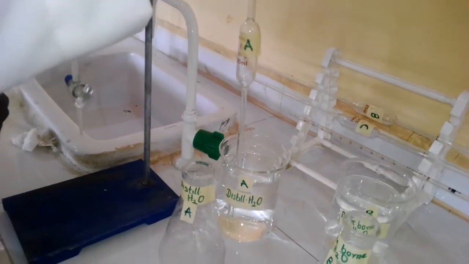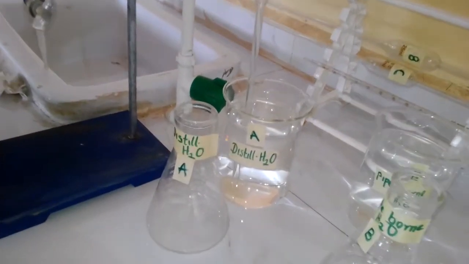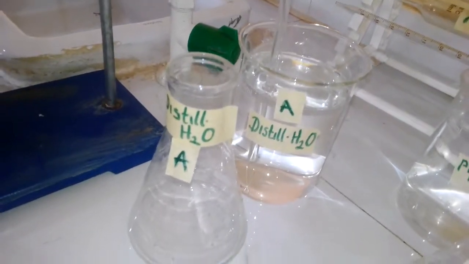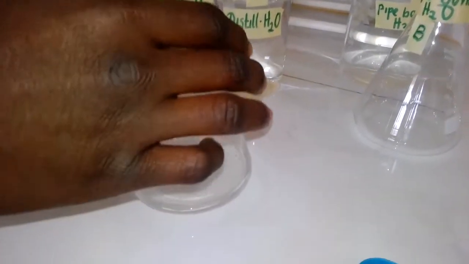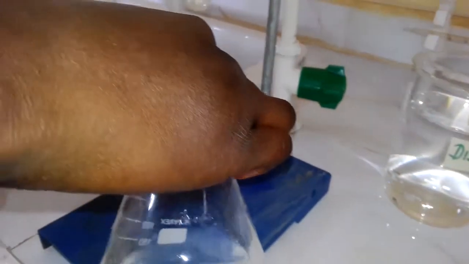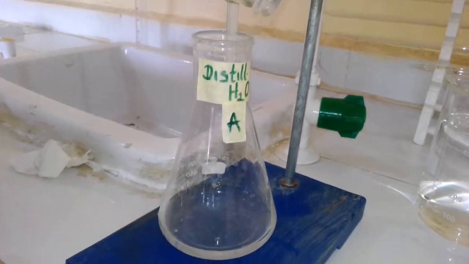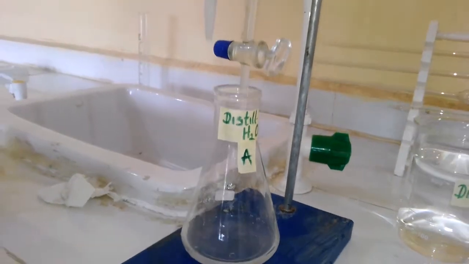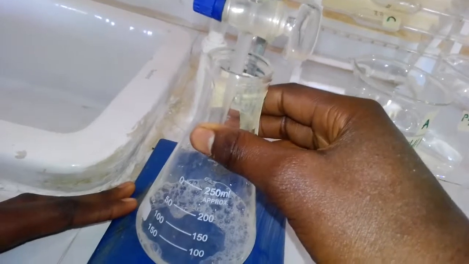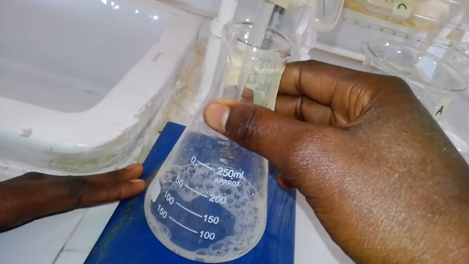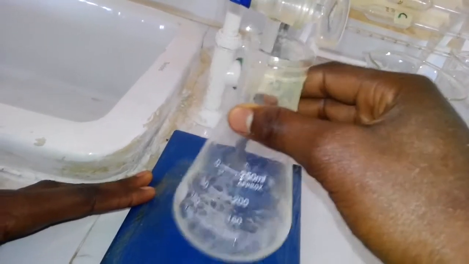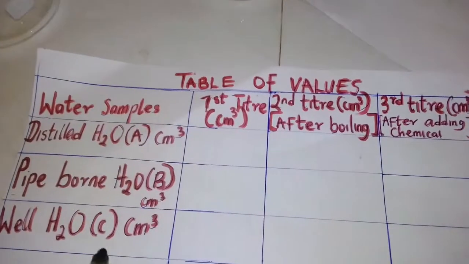Pipette 25 ml of distilled water into our conical flask and place it under the burette. Start the titration with the soap solution, and remember, when titrating, do not look at the burette. Here, the distilled water only requires 0.1 ml of the soap solution to form lather. Now enter your value in the table.